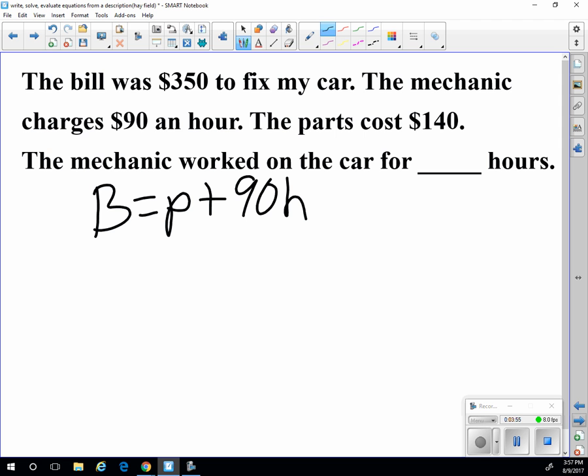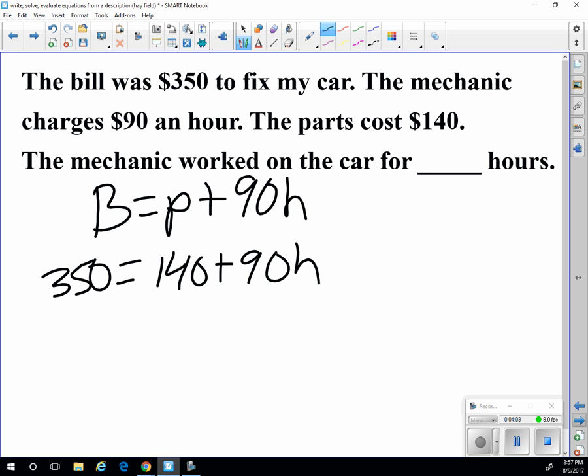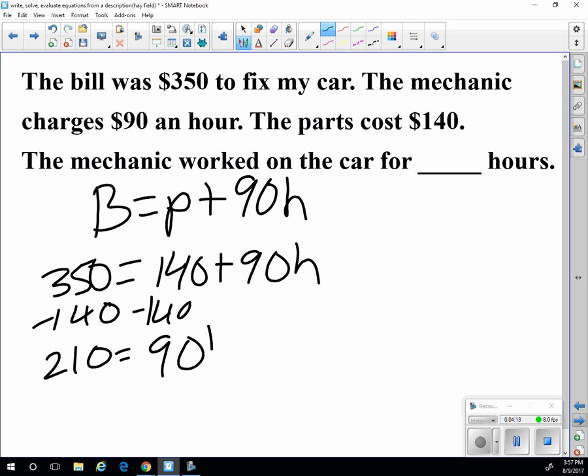We do know the parts. And we do know the bill. The total bill is $350. So I can just subtract the parts. And that gives me 210 is equal to $90 an hour times the number of hours.